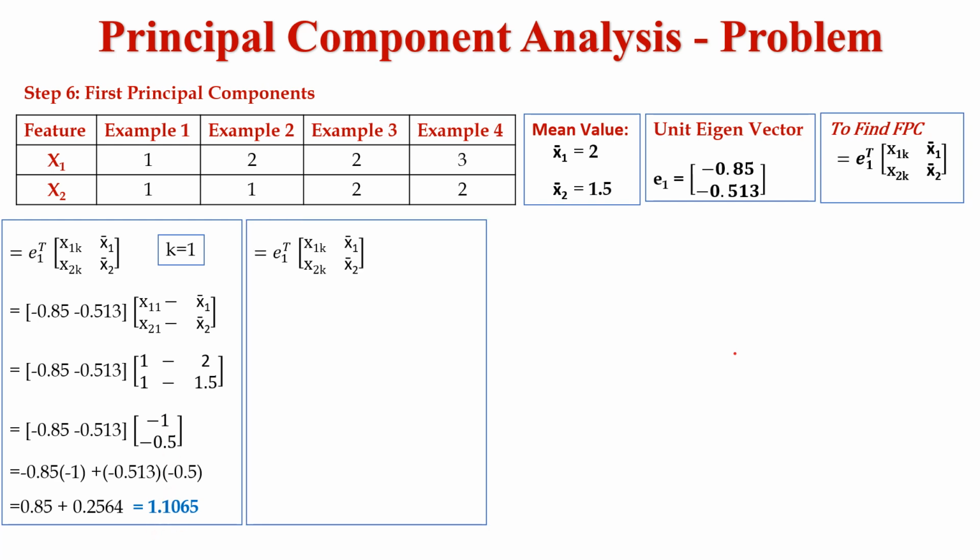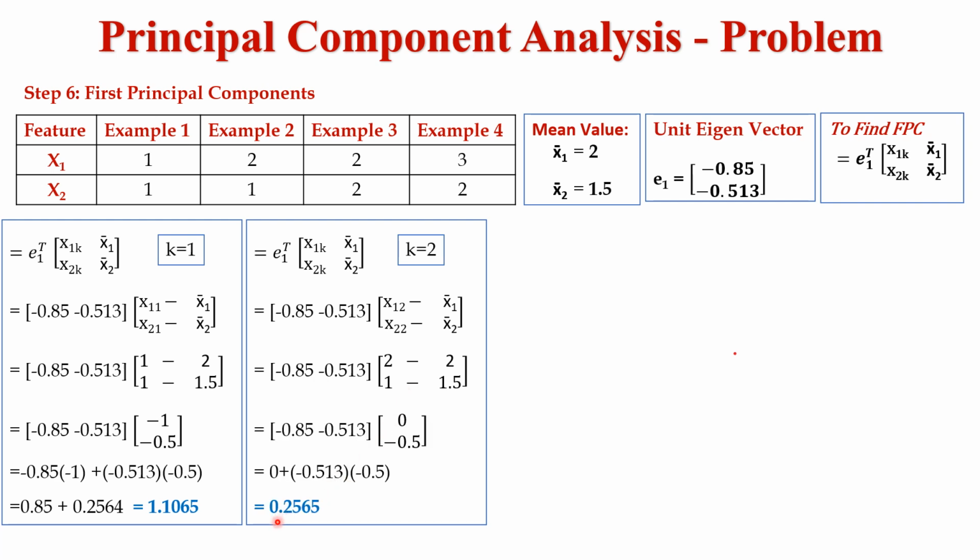We have to perform the same calculation again by considering k is equal to 2. We know the E1 transpose value which we have calculated in the previous step. By substituting k is equal to 2, we can expand this matrix, that is x1 2 minus x1 bar, x2 2 minus x2 bar. So we get this equation. By substituting the values of x1 2 as 2 and x2 2 as 1, we get these values. By simplifying this, we get the final value as 0.2565.